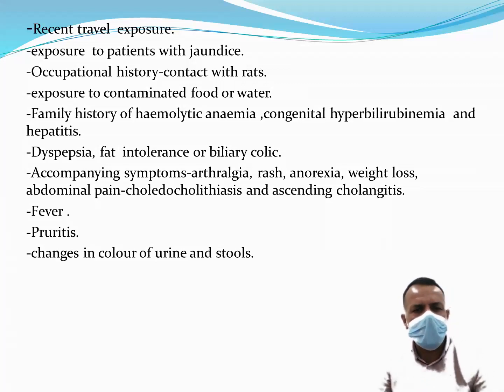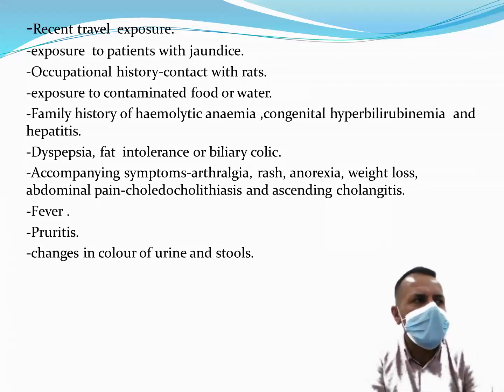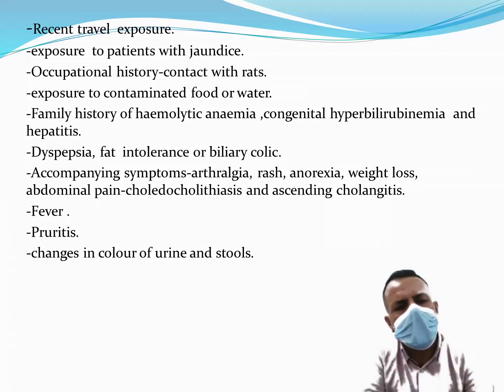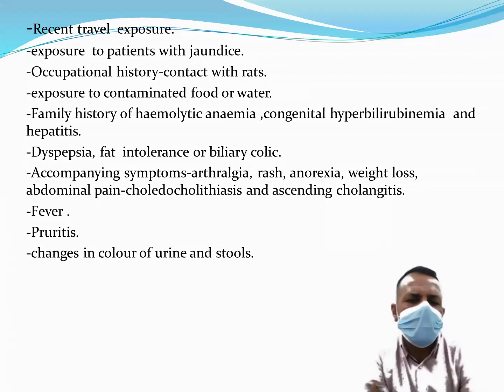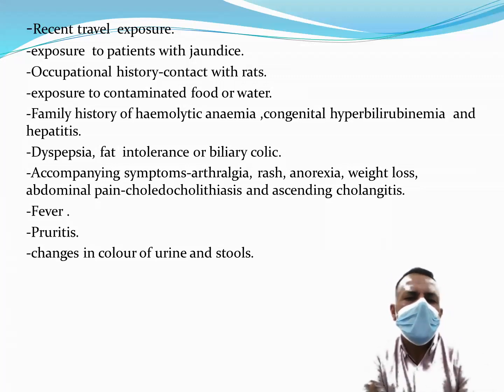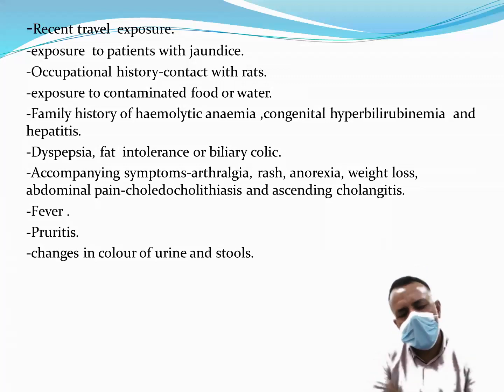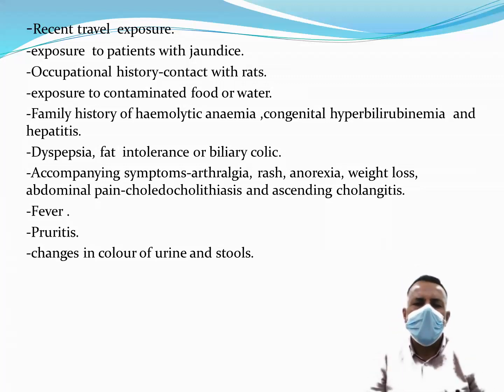Exposure to contaminated food and water. Also ask if there is any exposure to dirty water and dirty food that leads to toxicity and poisoning or leads to transmission of infectious disease. Family history of hemolytic anemia. Also, if there is hemolysis, history of congenital hyperbilirubinemia, inherited disease, for example thalassemia and sickle cell anemia. Also, inherited hepatitis, all these should be asked about.